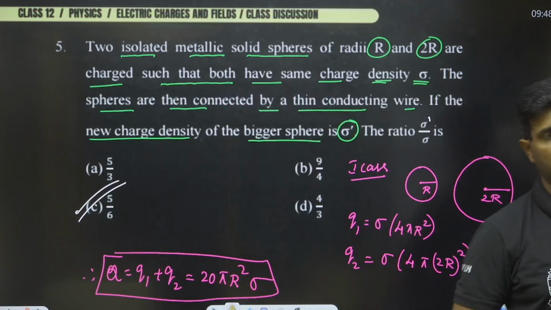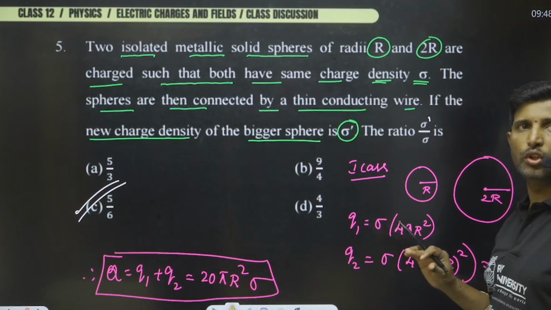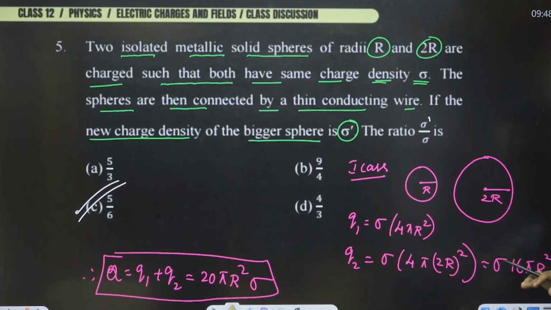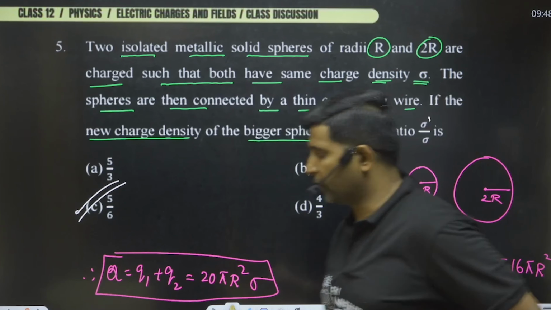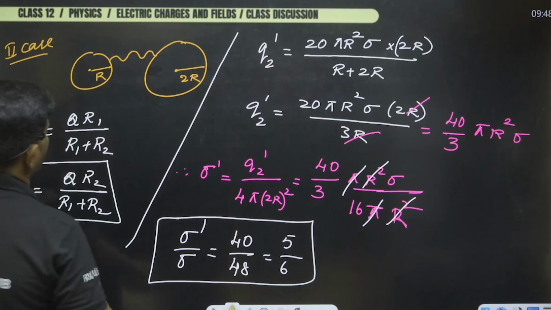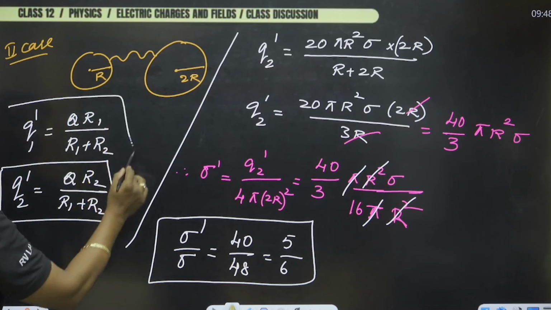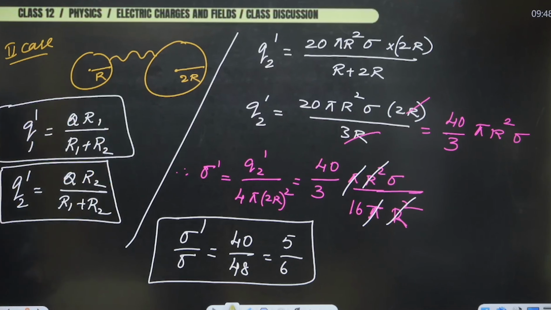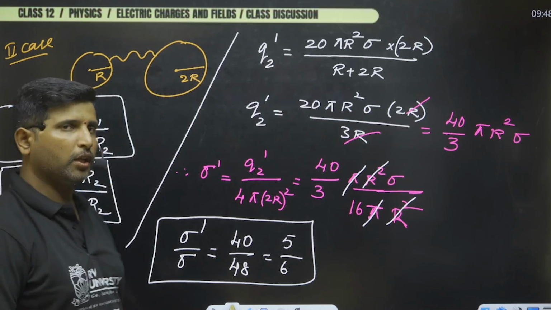Option C is the right answer. Please go through the solution once again. Please concentrate and listen. Definitely we can get it and utilize this shortcut formula. It helps you in the future also. Okay. Now let us move on to the next question.